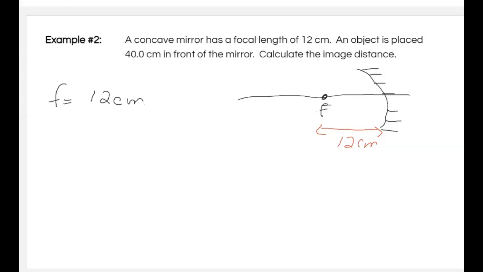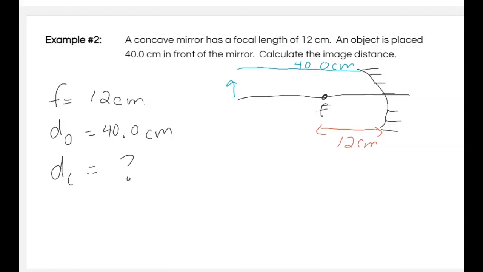Now it says an object is placed 40 centimeters, so way off in the distance here. This is just not being specific, but way off in the distance I've got my object at 40 centimeters away. So that is DO. And it says calculate the image distance. So that's telling me that DI is my required to find. I don't know what that is.